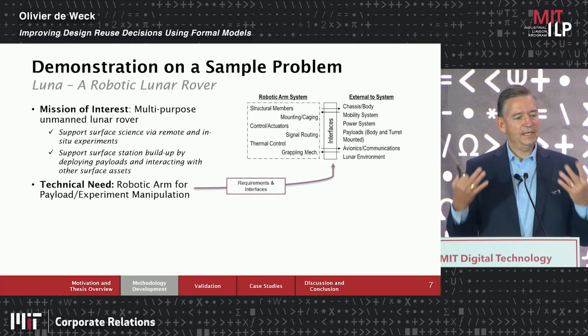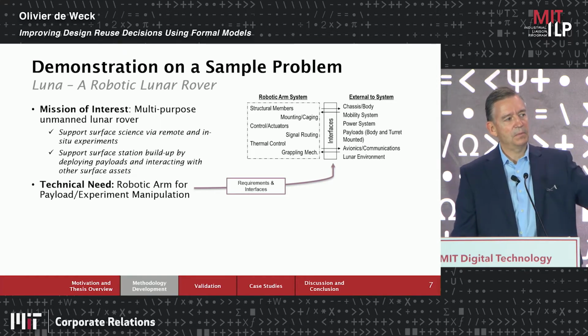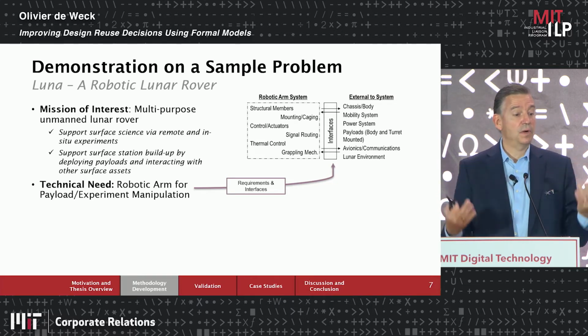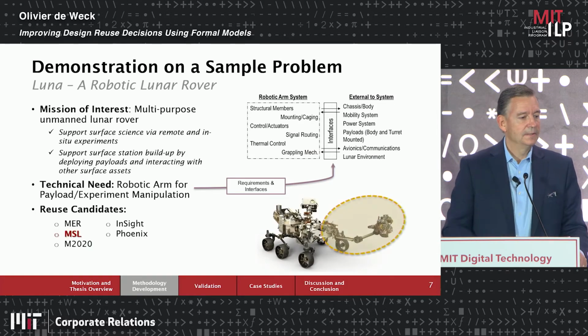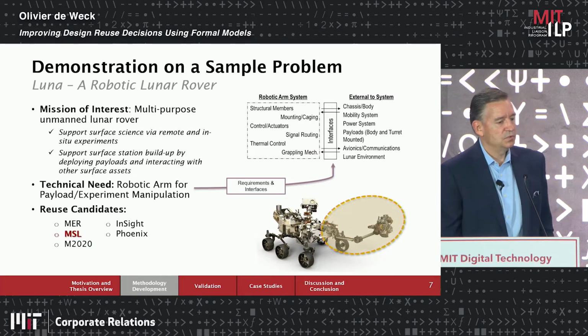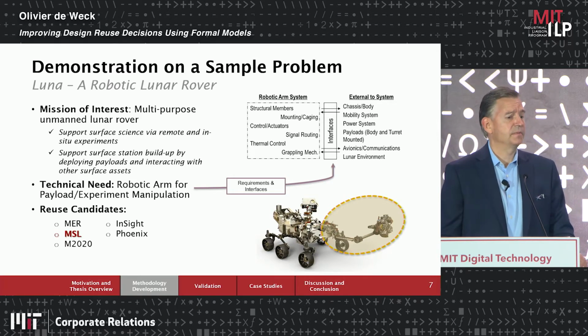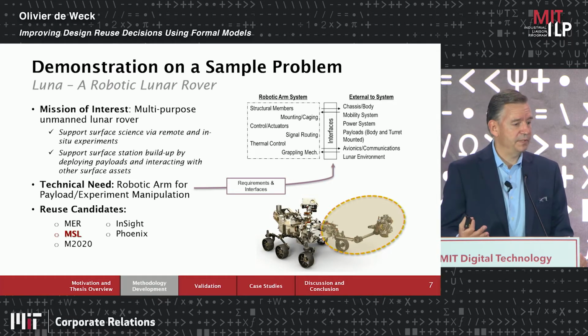And so when you're thinking about reusing, and we're going to look at particularly the robotic arm, the arm system on the rover, you have differences in operating environment and then the requirements and the interfaces. And so we're going to use the MSL, the Mars Science Laboratory rover, as our starting point for reuse.